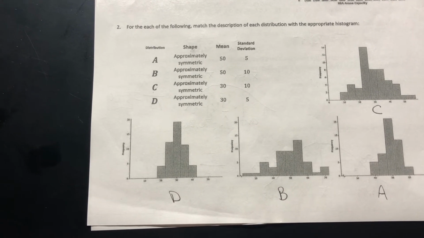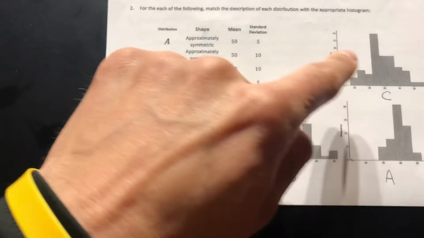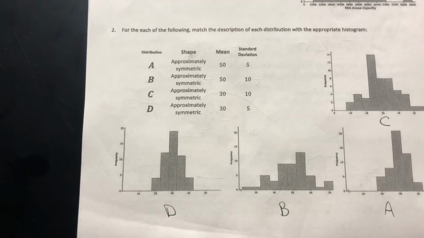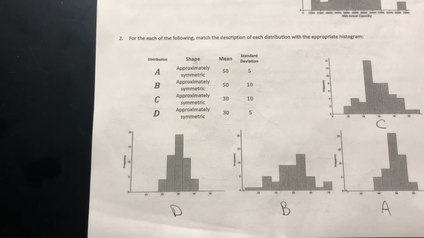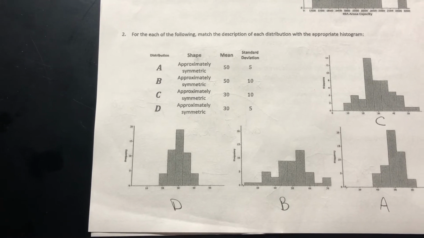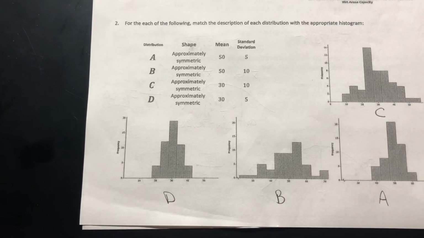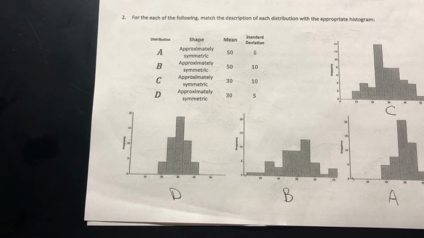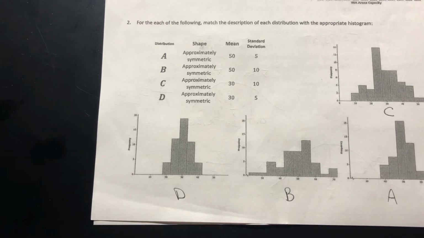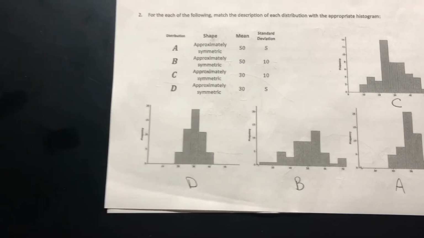For C, the mean, right here. This one is approximately symmetric. The mean in the middle is about 30, and the standard deviation is 10. And for D, this one is very close to being symmetric, still approximate because not exact. It has a mean of 30 and is going up by about 5 units.